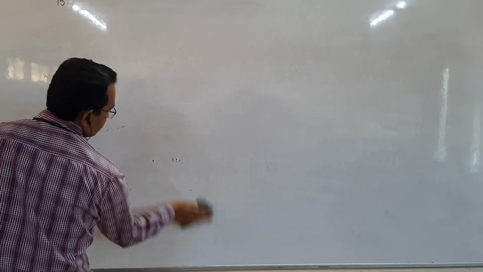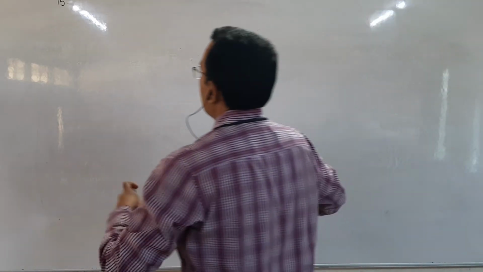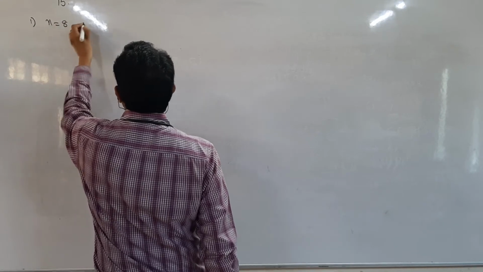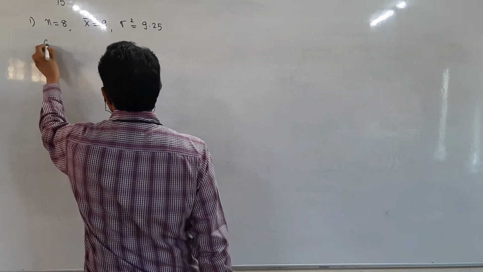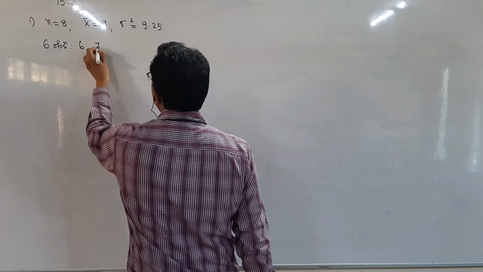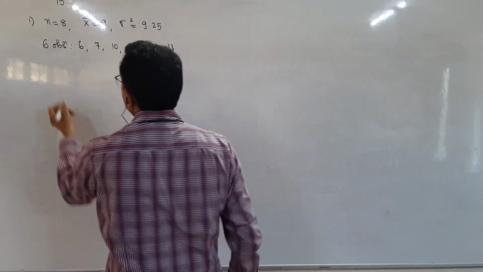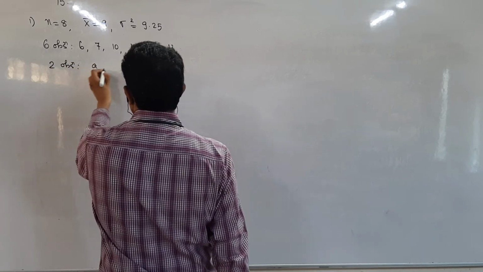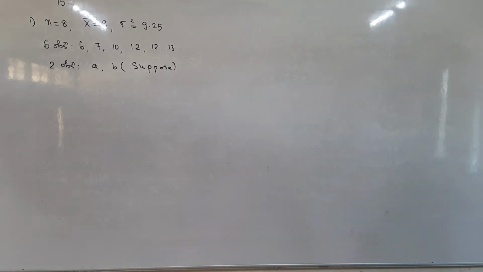Now I am doing sum number 1 and 2. These questions are repeated questions in geometry units. We are given 8 observations with mean 9 and variance 9.25. So n is equal to 8, mean x bar is equal to 9, variance is equal to 9.25. Given 6 observations are 6, 7, 10, 12, 12 and 13. Suppose the required 2 observations are A and B. This we have supposed. You can take x, y or n also, whatever you feel convenient.